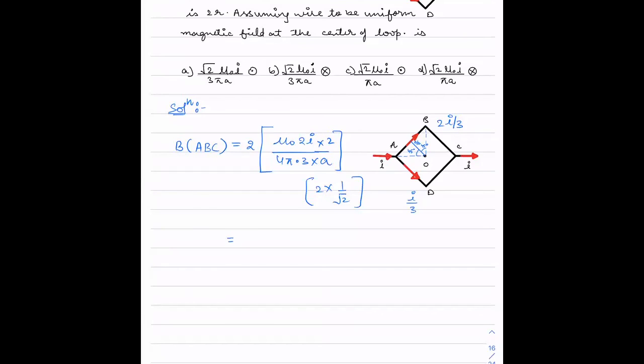Okay, just see here. 2 and this 4 gets cancelled. I'm having 4 mu naught I by root 2 into 3 into pi a. This is what I will get.